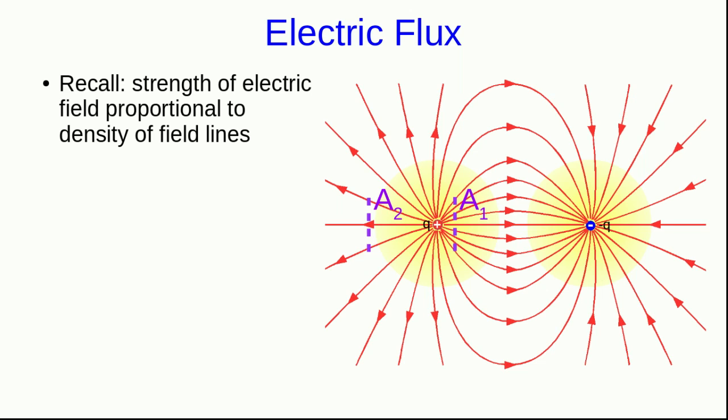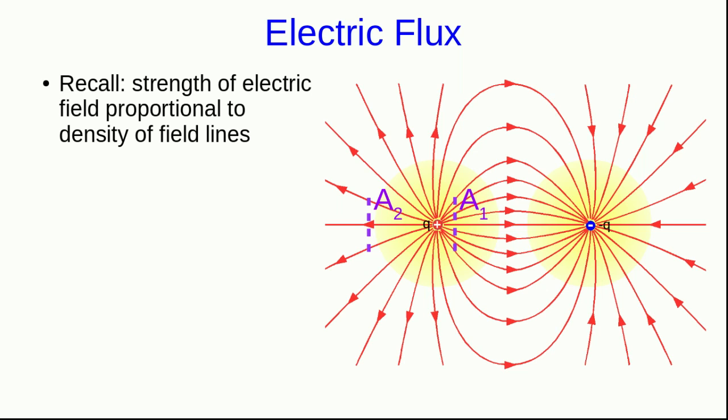So let's compare this area A1 and this area A2, and they're the same amount of area. But note that the flux through A1 is 9 lines, and the flux through A2 is 3 lines. But they're the same area. The reason that the flux through A1 is larger is that the electric field is stronger where A1 is, and remember that the strength of the electric field is proportional to the density of field lines. Note, it's important that it's proportional to, not equal to.